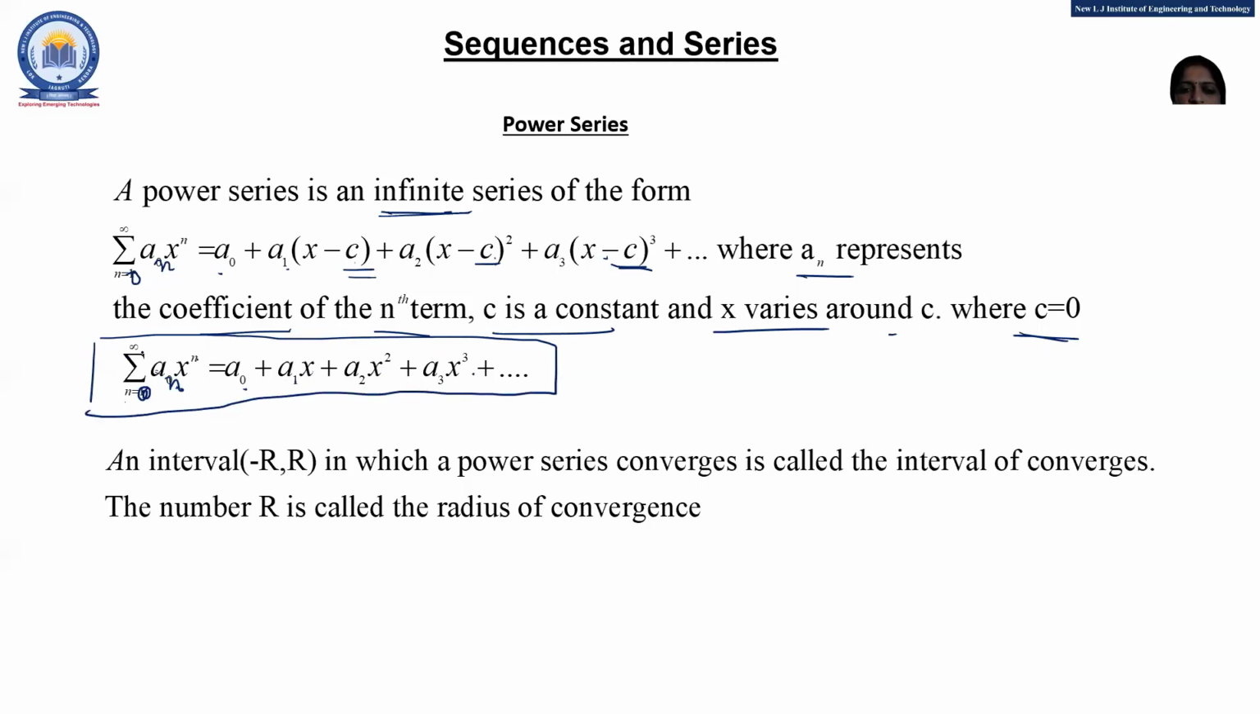Summation n from 0 to infinity, a_n x raised to n: a0 plus a1x plus a2x squared plus a3x cubed, and so on. This type of series is known as a power series. An interval minus R to R in which the power series converges is called the interval of convergence, and this number R is called the radius of convergence.